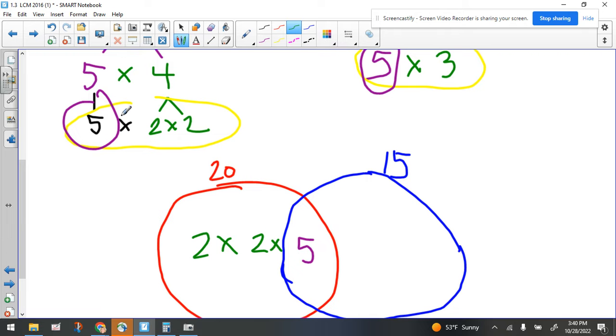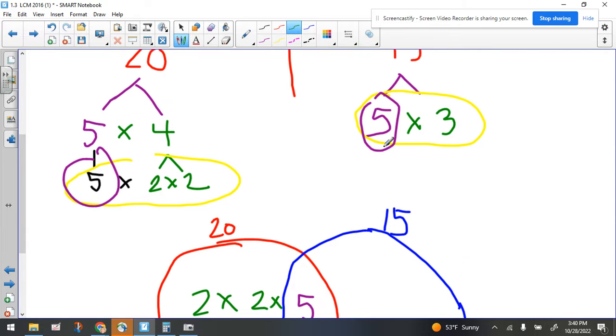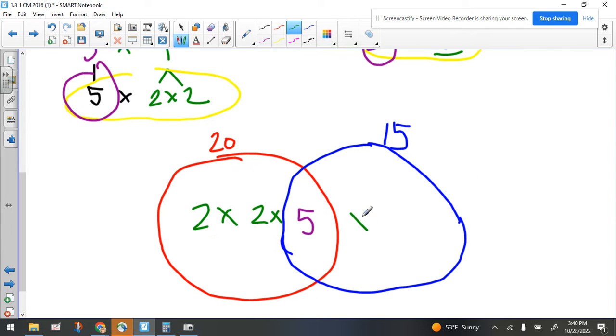So I have a 2 and a 5. We have the 2 with the 2 and the 5, so we're good with the red circle. For the blue circle, we have to have everything that we see in this yellow circle. We already have the 5. The thing we're missing here is the 3. All right, so to find the LCM, we just have to multiply all of these values together.